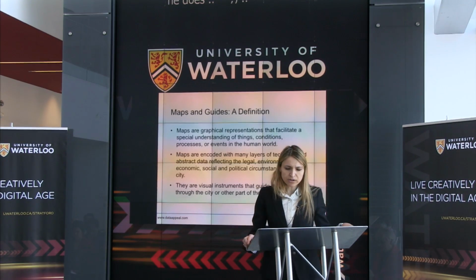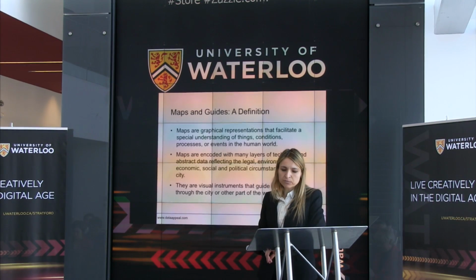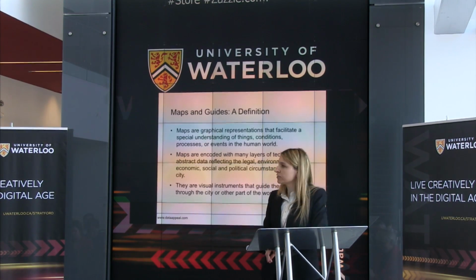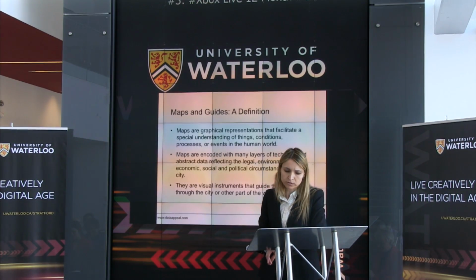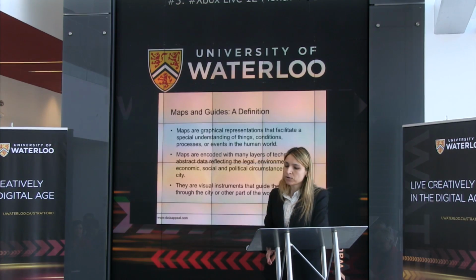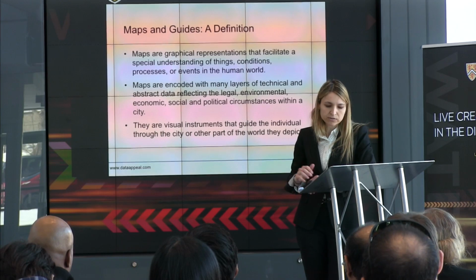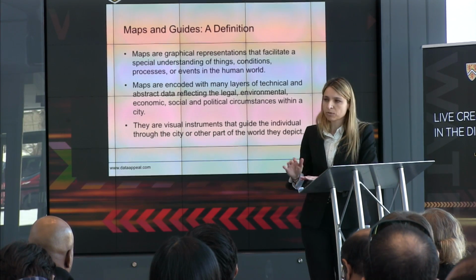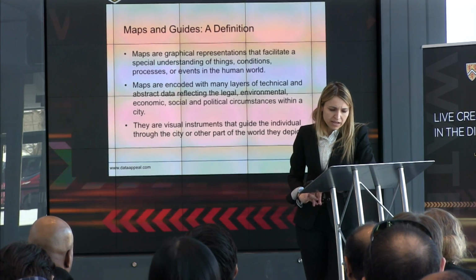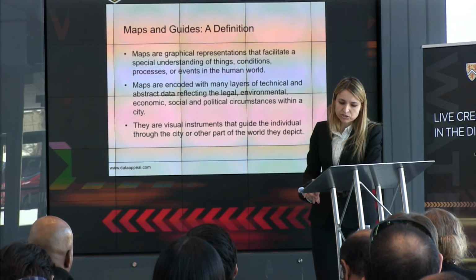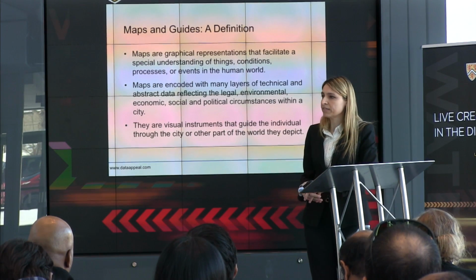So I want to start off by defining what a map is. Maps are graphical representations that facilitate a spatial understanding of things, conditions, processes, or events in the human world. Maps are encoded with a layer of technical, abstract data reflecting legal, environmental, economic, social, political, whatever you could think of, embedded within them. I also like to describe them as visual instruments that guide the individual through a city or a part of the world that they depict.